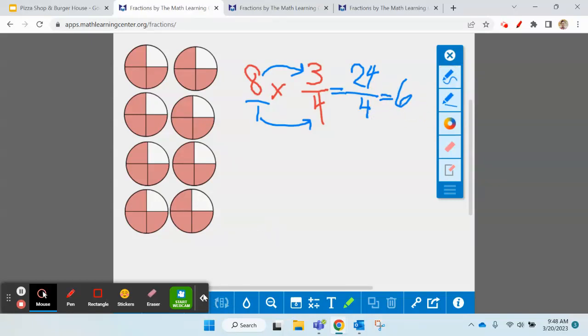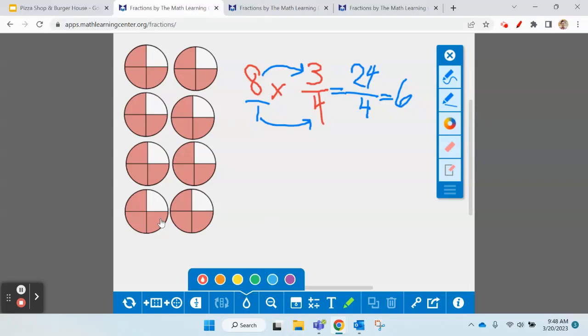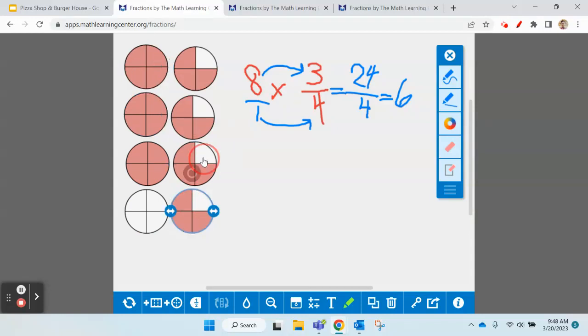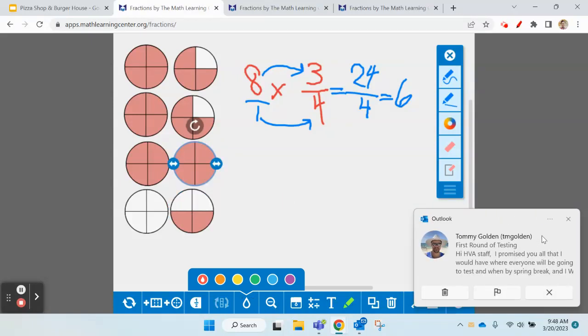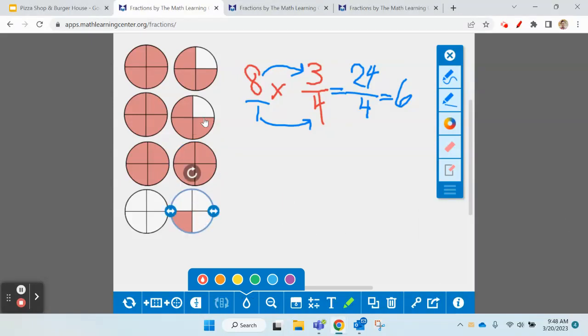Where I can see this in my picture is if I take some of these pieces to make wholes. Oops, move this piece over here. Move this piece over here, this piece over here, and we can see our 6 wholes.